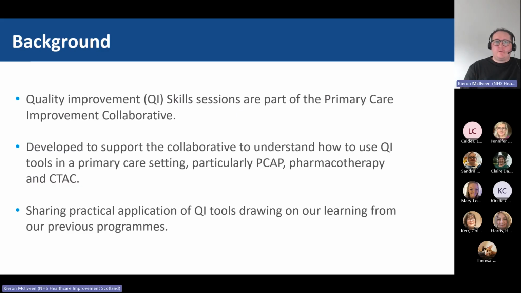So a bit of background, and these QI sessions are part of the Primary Care Improvement Collaborative, and they will form part of the learning system. These sessions have been developed to support the collaborative to understand how to use QI tools in a primary care setting, particularly in relation to the Primary Care Access Programme, pharmacotherapy, and CTAC.